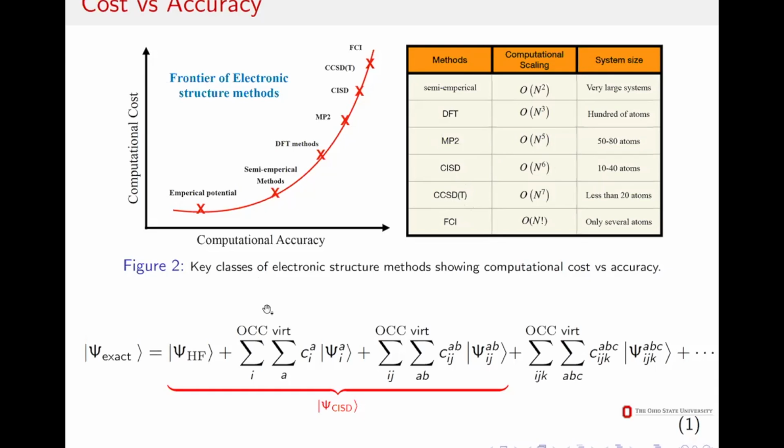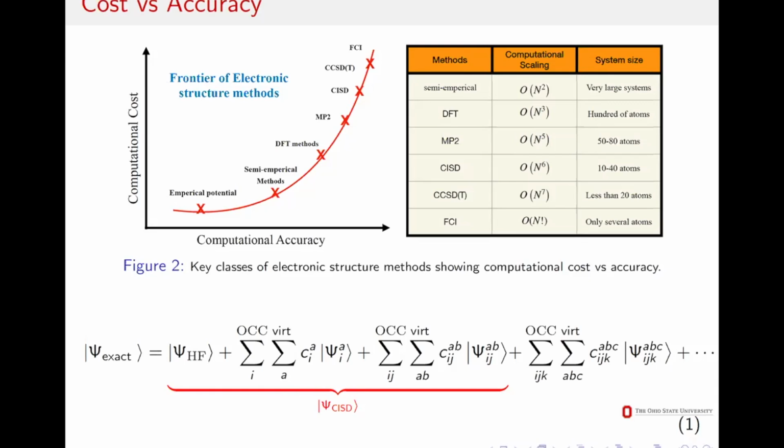This wave function is the exact wave function. You have your Hartree Fock wave function, plus the single excitations, plus you are including the doubles. All together, these give you CISD, the singles and doubles. I'm showing you this because the method I'm going to talk about, the XCIS method, lies between the singles and the doubles.